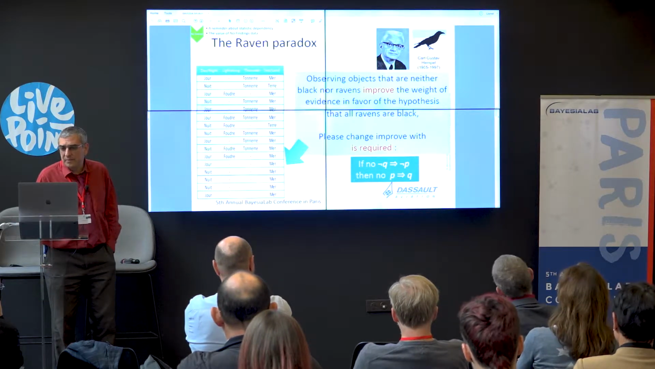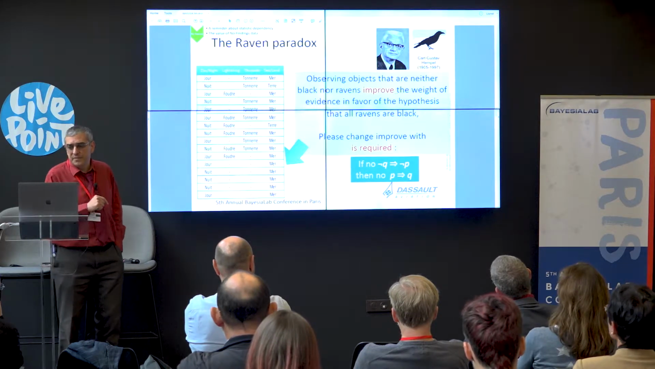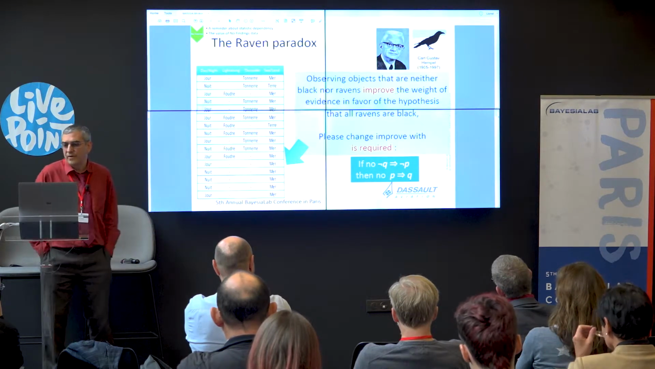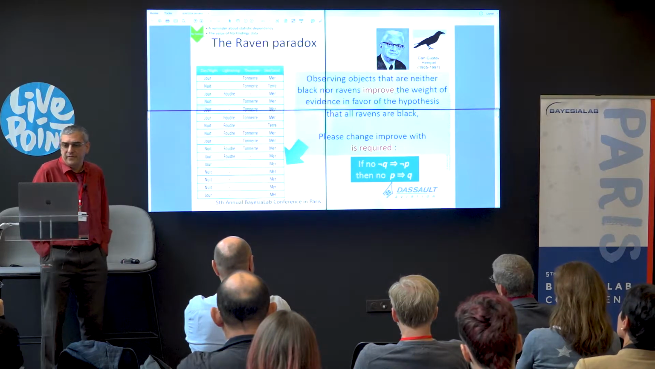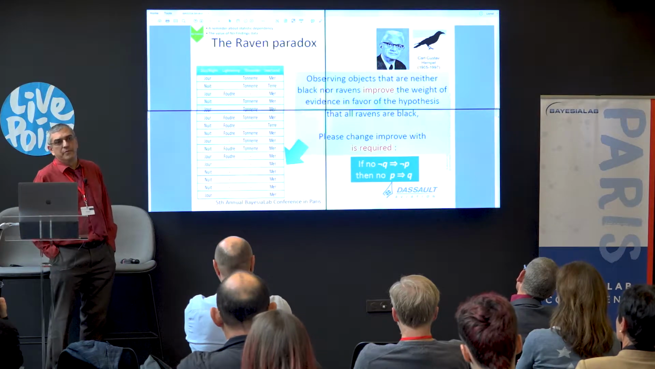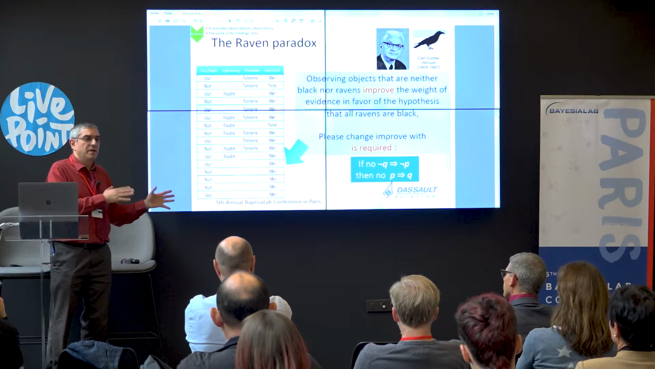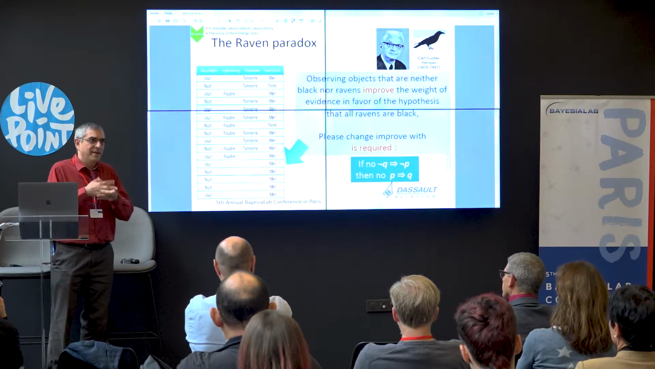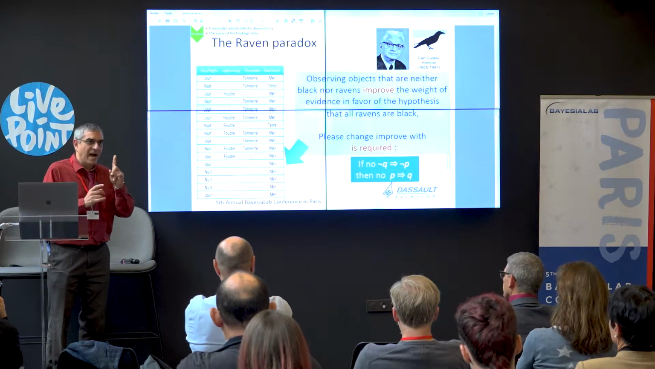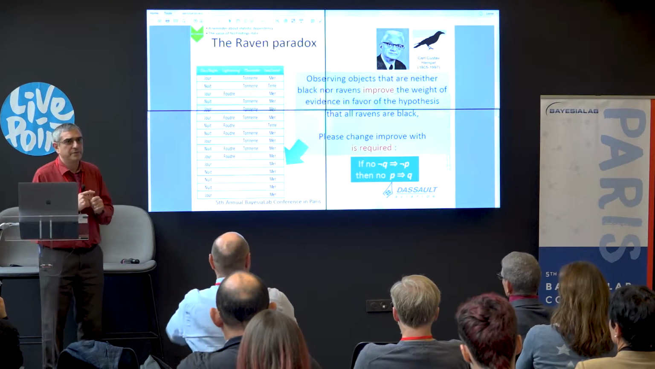And I am not pleased because on Wikipedia, I have seen "improve": observing objects that are neither black nor ravens improves the weight of evidence in favor of the hypothesis that all ravens are black. Improve? It means that you have the proof before, and so you improve. No, it's necessary. I ask that this Wikipedia article be changed. First point.